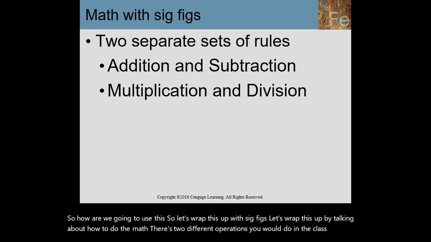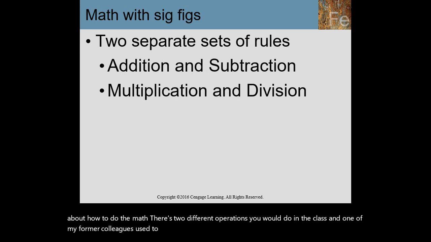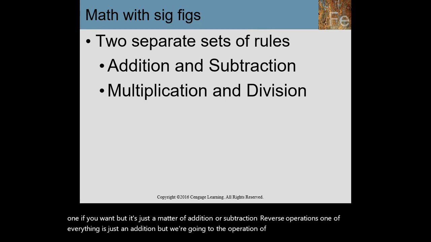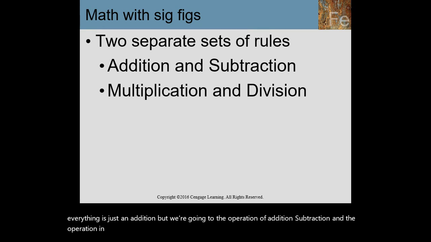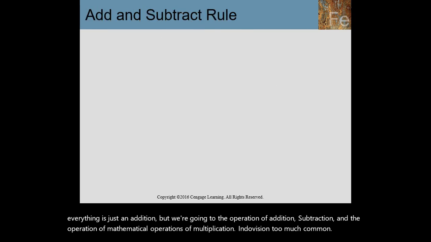One of my former colleagues used to always argue everything was just addition. We can argue that one if you want, but it's just a matter of addition or subtraction. Reverse operations are one of it. Everything is just an addition. But we're going to look at the operation of addition and subtraction and the mathematical operations of multiplication and division. The 2 most common ways you're going to manipulate numbers.